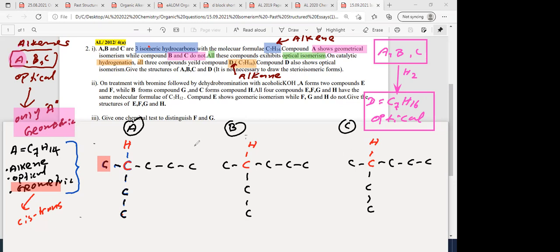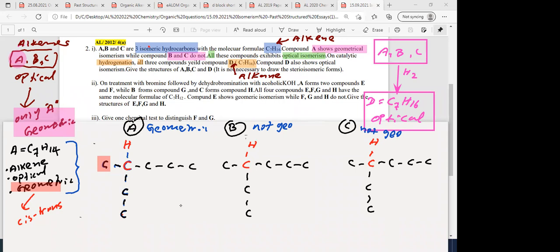But how do they differ, A, B and C, in terms of geometric isomerism? Geometric means what? Having cis-trans isomerism. But out of these, only A is geometric. They have given B and C as not geometric. Okay, I'll write that also here. Only A is geometric, B and C are not geometric. No cis-trans. Not geometric. This also is not geometric.